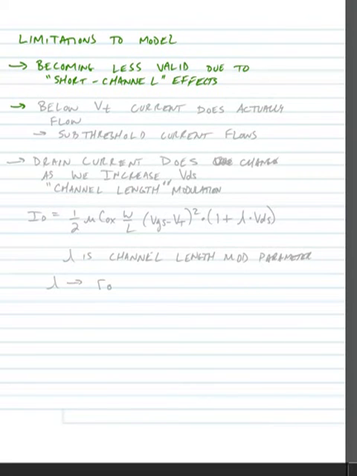And of course, one of the assumptions that we made is that the device does not conduct any current until the gate to source voltage reaches a threshold voltage. But in fact, below VT, current does flow. And this is a so-called subthreshold current. In fact, in a MOS device, below the threshold voltage, the current and voltage relationship is exponential, much like it is in the bipolar device. The current will be small in the subthreshold region, but it does indeed flow.